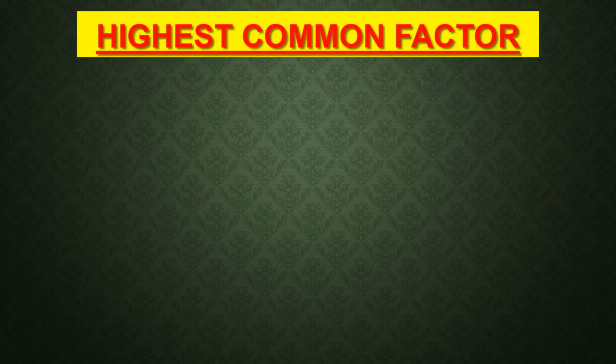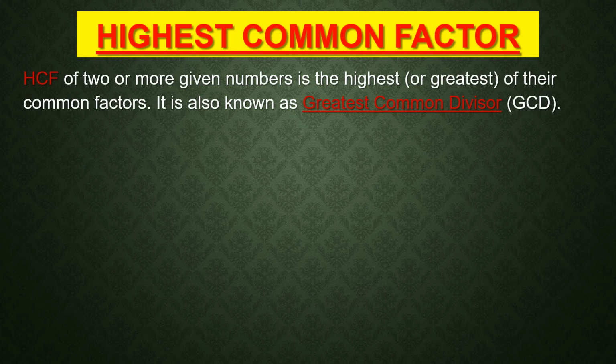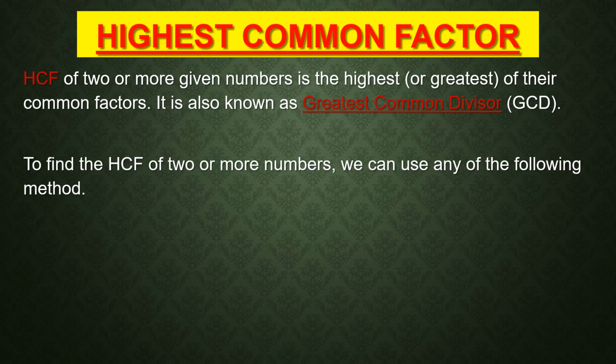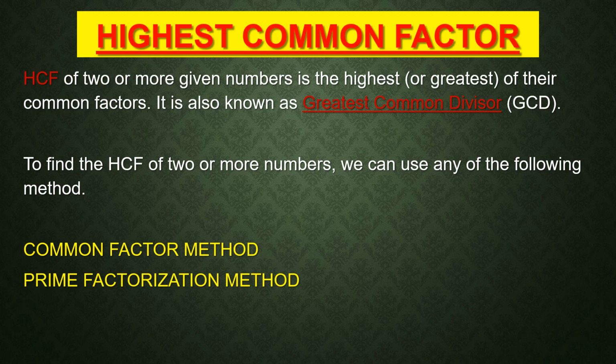First topic is highest common factor. Highest common factor (HCF) of two or more given numbers is the highest or greatest of their common factors. It is also known as greatest common divisor (GCD). To find the HCF of two or more numbers, we can use any of the following methods. First is common factor method. Second one is prime factorization method.